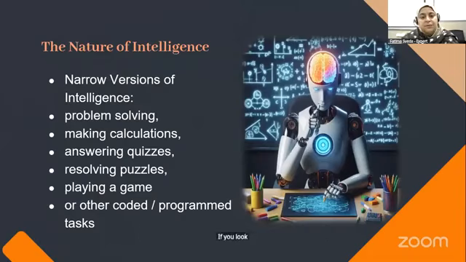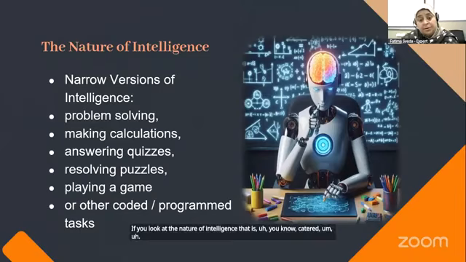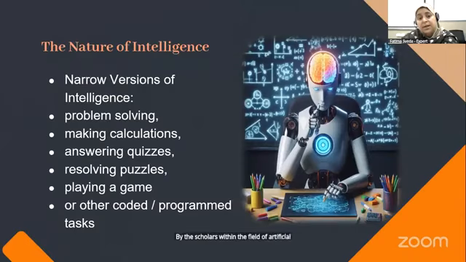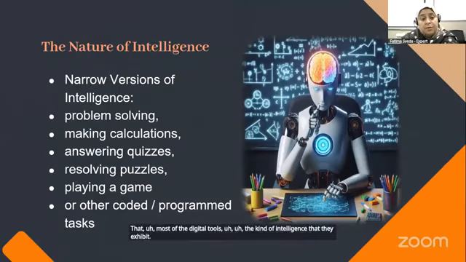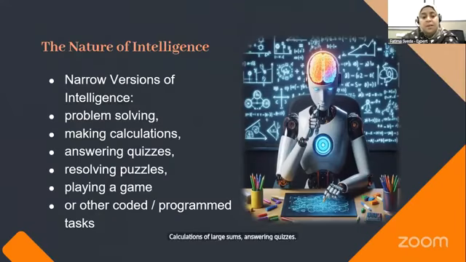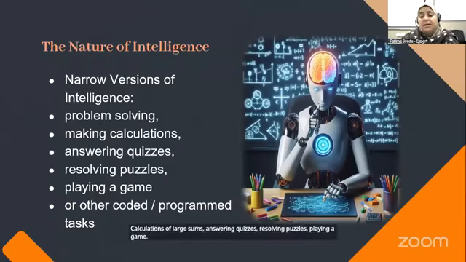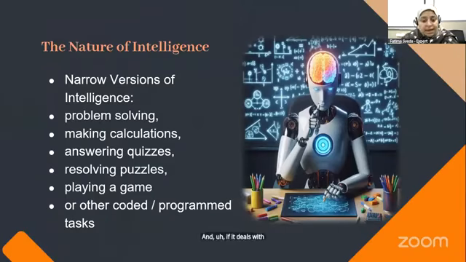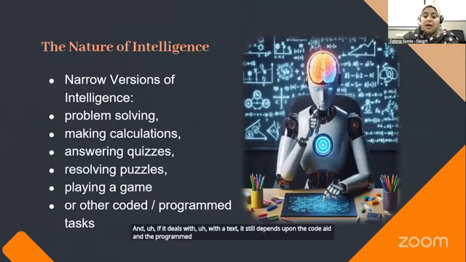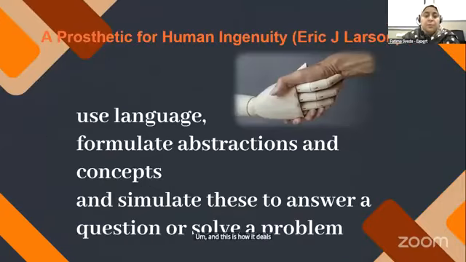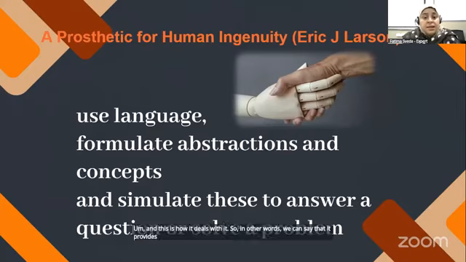If we look at the nature of intelligence that is catered to by the scholars within the field of artificial intelligence, we can see that most of the digital tools exhibit a kind of intelligence that is used in problem solving, making calculations of large sums, answering quizzes, resolving puzzles, playing a game. And if it deals with a text, it still depends upon coded and programmed tasks. So in other words, we can say that it provides a prosthetic for human ingenuity.